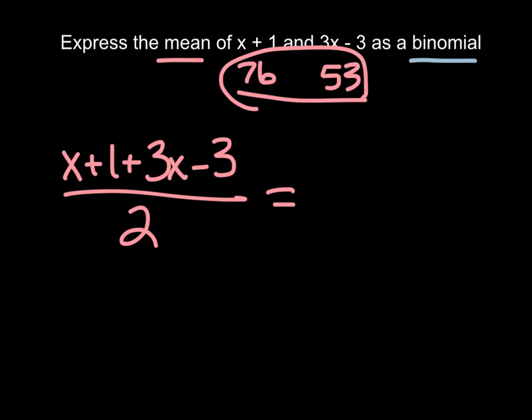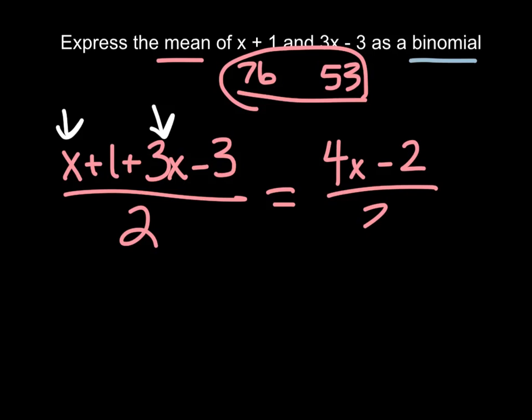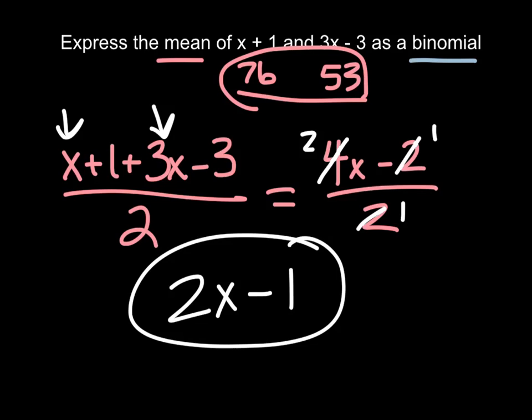We combine like terms, and we get 4x minus 2 divided by 2. We can go ahead and simplify, and our answer becomes 2x minus 1. Is it a binomial? Yes, because it has two terms. 1, 2.